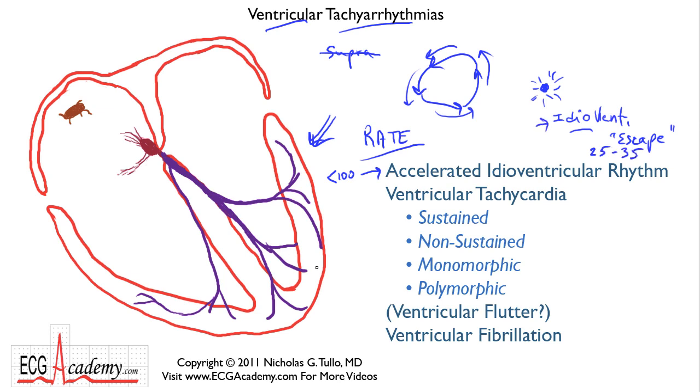So if the Purkinje fibers out here are able to fire at, say, 35 beats per minute, anything higher than that would be considered an accelerated idioventricular rhythm. So up to about 100 beats per minute, and some people say 120 beats per minute, and sometimes it depends on the way it behaves. Ventricular tachyarrhythmias in the range of 40 to 100 beats per minute are considered accelerated idioventricular rhythms. And the second chapter in this section is just about that.